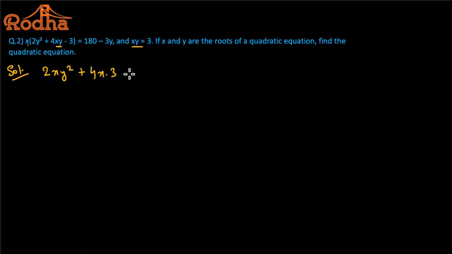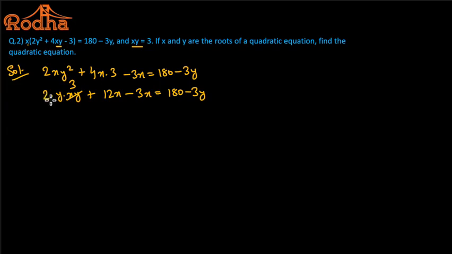And now this will be again minus 3x is equal to 180 minus 3y. Again xy equal to 3 I can put here. So 2 into y into xy, I can put this as xy square, and this xy will be 3. So 12x minus 3x is equal to 180 minus 3y. Now 2 into y into 3 is 6y, so 6y plus 3y becomes 9y.